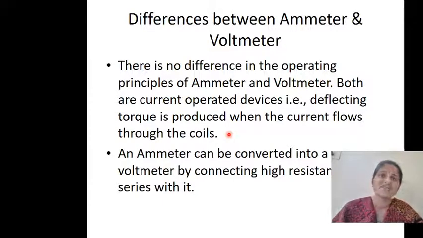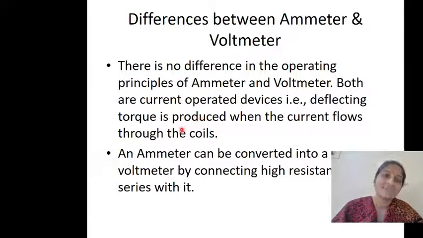We know that an ammeter is always connected in series in a circuit, right? And a voltmeter is always connected in parallel in the circuit. As the ammeter is connected in series to the circuit, its resistance should always be small. Whereas a voltmeter is always connected in parallel in the circuit, so its resistance should always be high.